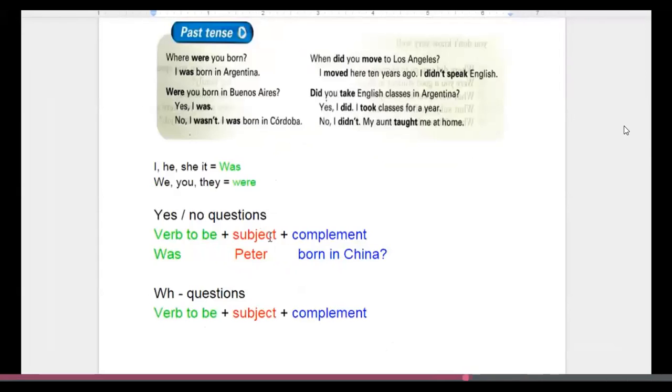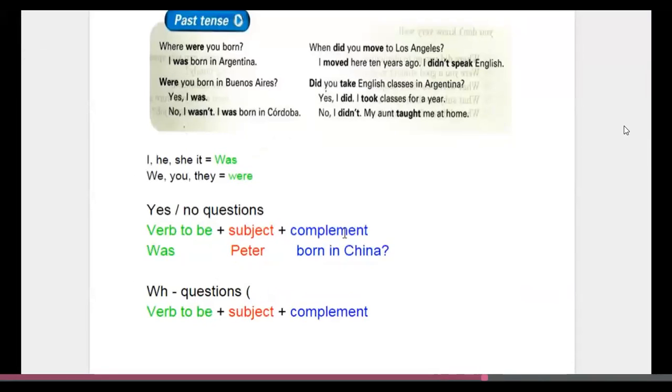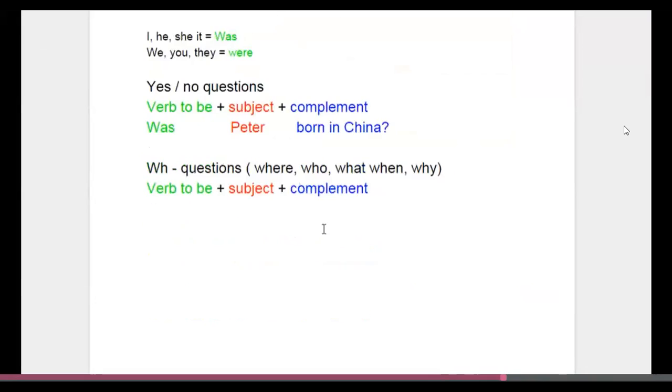And what are those WH words? Well, you can see the example that we have on this little chart. We're going to use WH words such as where, who, what, when, why, etc. That's what we mean by WH words. And that is what's going to be included at the very beginning. Everything else will pretty much stay the same.